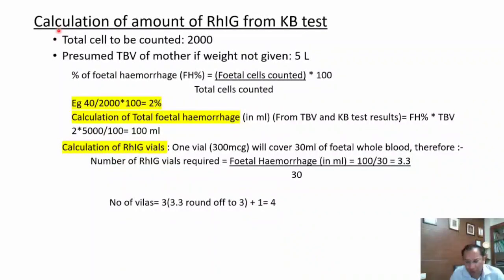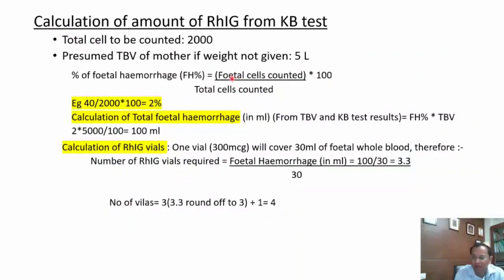You calculate the total blood volume of the mother. Suppose the weight of the mother is not there, you can presume it as 5 liters. So first thing you need to do is calculate the percentage of fetal hemorrhage. So how do you do that? It is very simple. Total number of fetal cells counted upon total cells counted into 100.